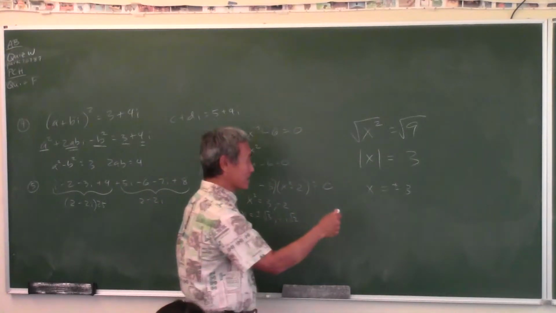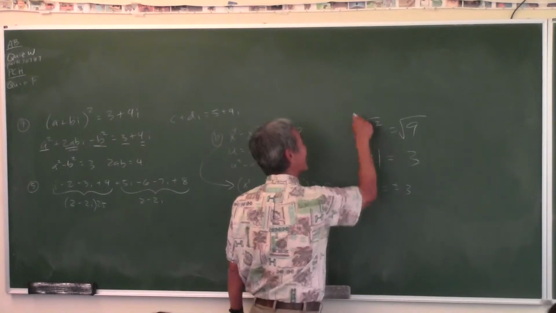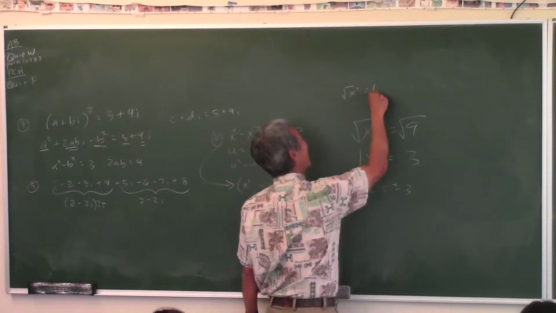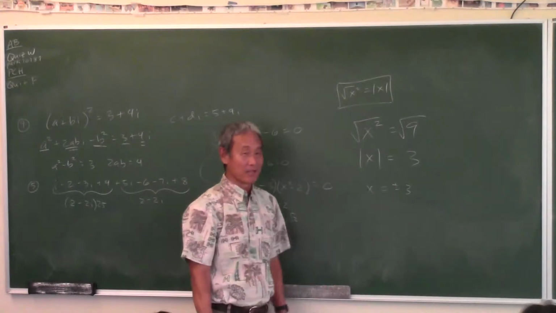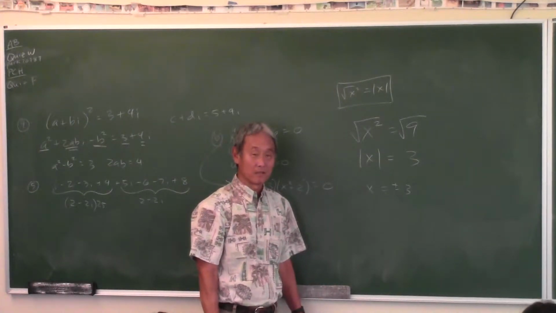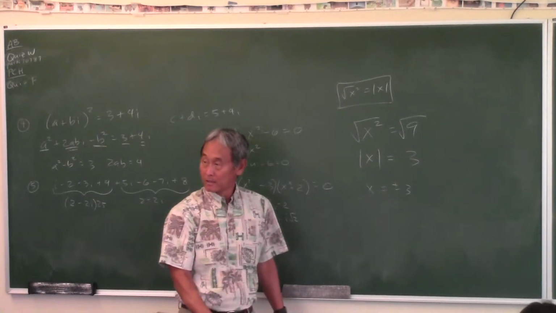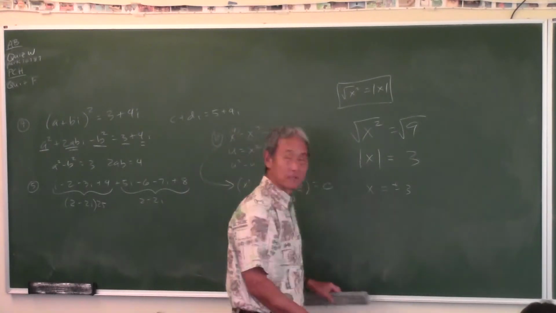So what is the lesson we just learned today? The square root of x squared is equal to the absolute value of x. I'm pretty sure that's written in your book from last year, but of course, did you read the book? No. That's what I thought. Just kidding.